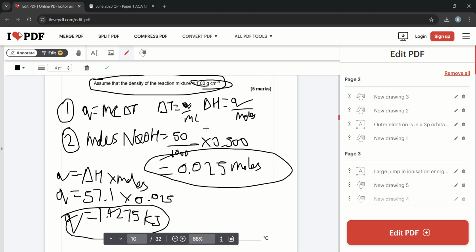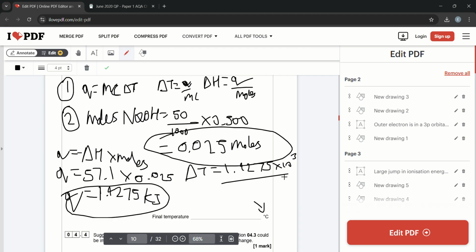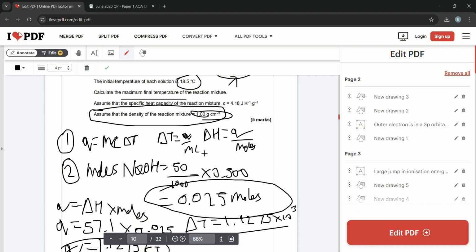Now we want to find delta T. Delta T equals Q, and we want it in degrees Celsius. If we wanted it in Kelvin, then we would keep Q in kilojoules, but we want it in degrees Celsius, so it's going to be 1.4275 times by 10 to the power 3, that's Q over mc. Now the c part, 4.18.